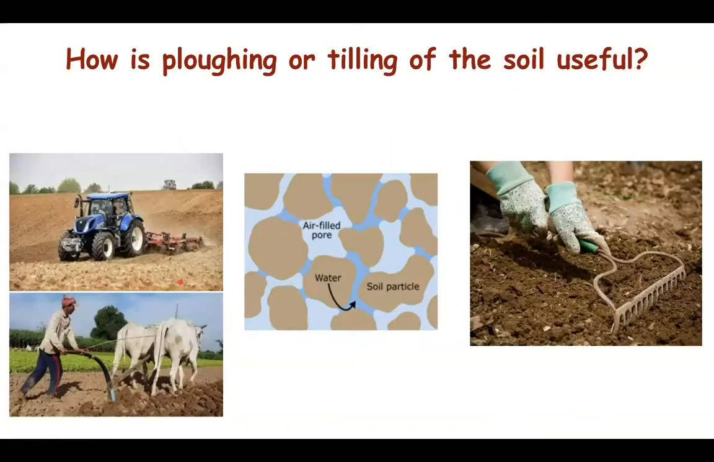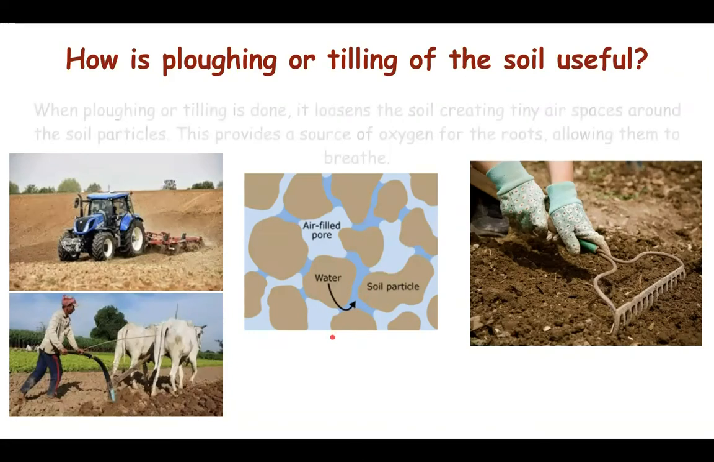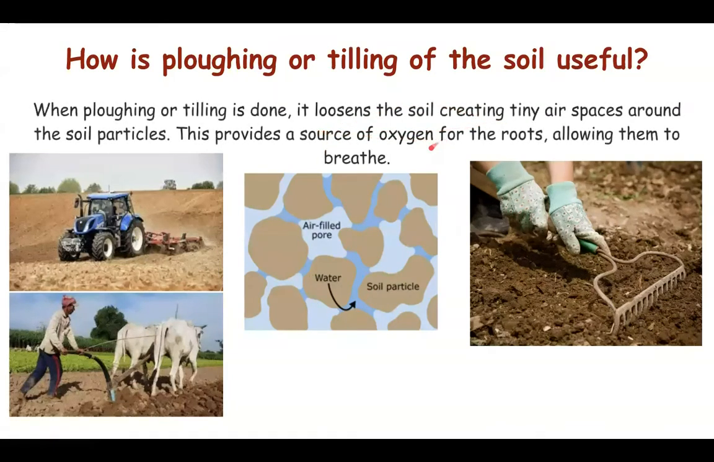Now, we have the next point as to why plowing or tilling of the soil is useful. When you plow or till the soil, you create air spaces in the soil. These air spaces provide ample space for air and water to be provided to the roots when they are growing in the soil. So it loosens the soil, creating tiny air spaces around soil particles. And this is a good source of oxygen for the roots, allowing them to breathe.